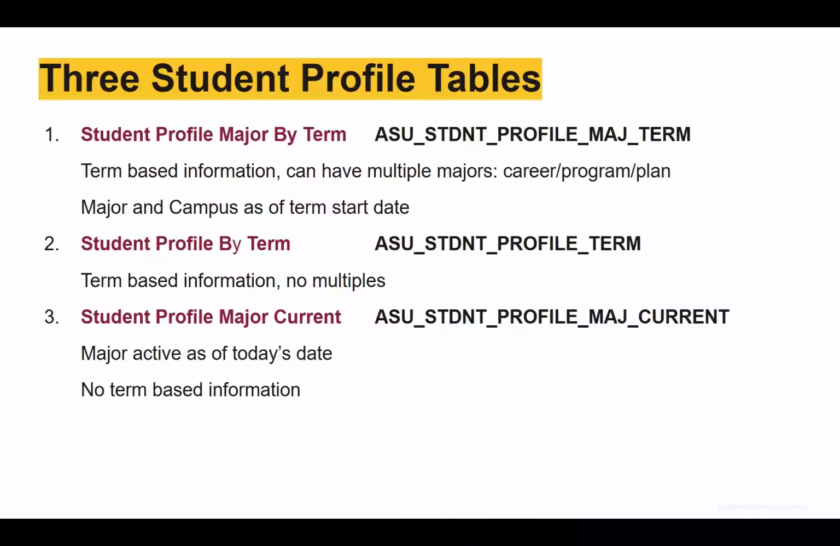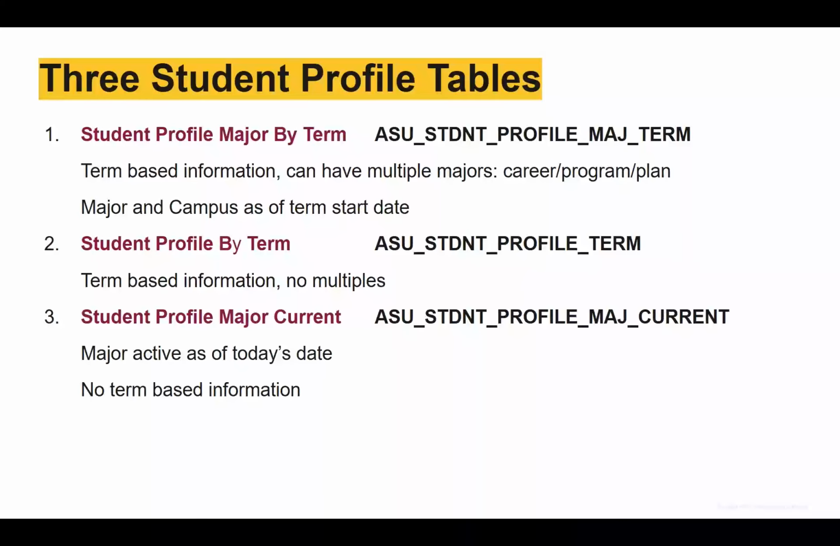You don't have to. The difference is, well, first of all, they're both term-based tables. Does everybody know what I mean by term here at ASU? Fall, spring, summer? The first two tables are term-based tables. They have term-based information. One of them has more than one record per student if that student is active in multiple careers, programs, plans, or subplans. So it is not one record per student.